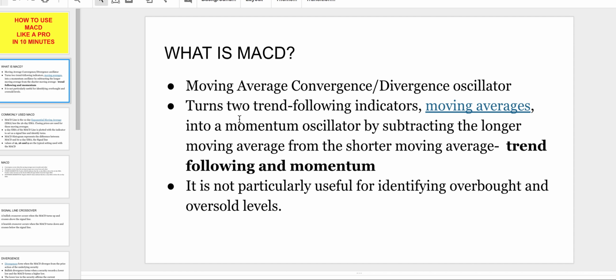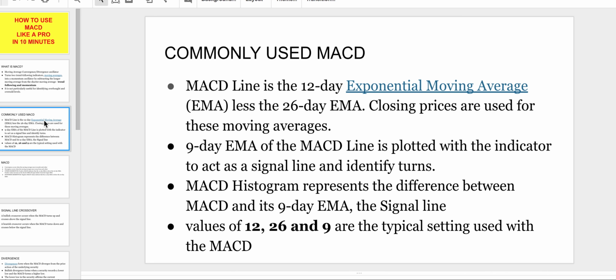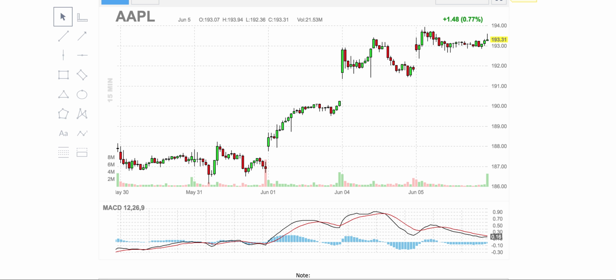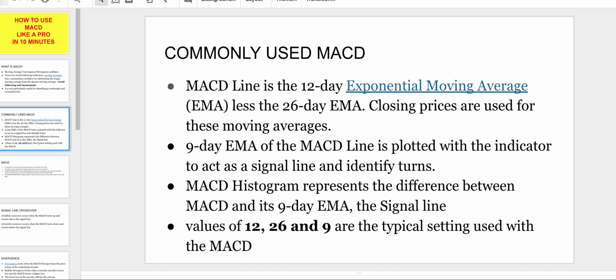So the two moving averages that are most commonly used are the 12 and the 26-day moving average, right? So if we take a look at this 12-26 line, what it really means is the 12 is a faster moving line and 26 is a slower one, right? So the 12 EMA is going to be the moving average of the last 12 candles, and the slower one, the 26, is the last 26 candles, whichever time frame you are looking at, right? So those are the most common ones: 12, 26, and 9.